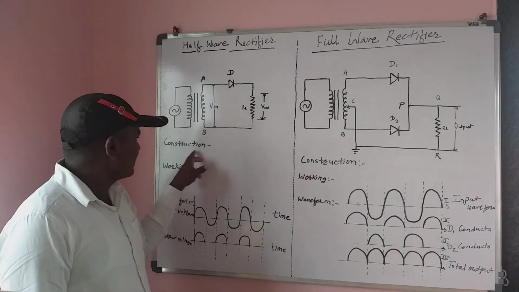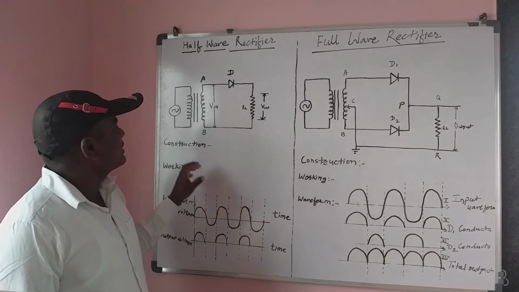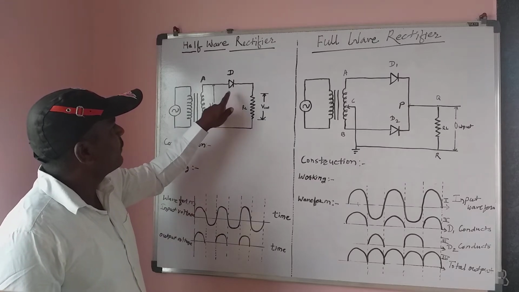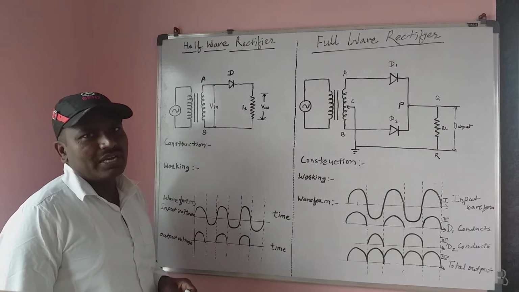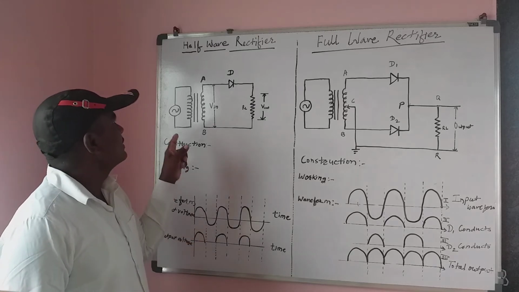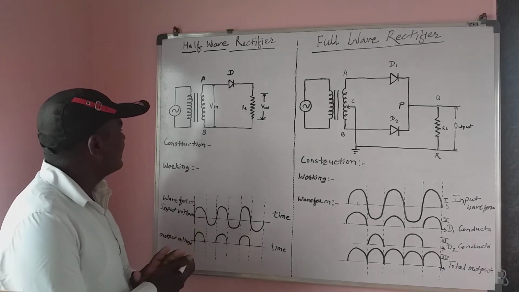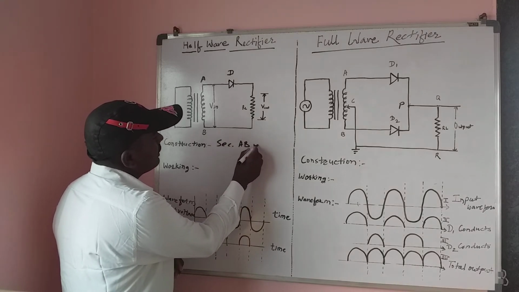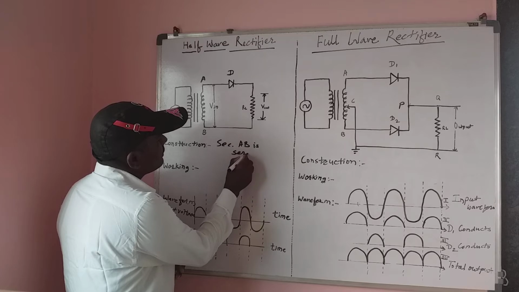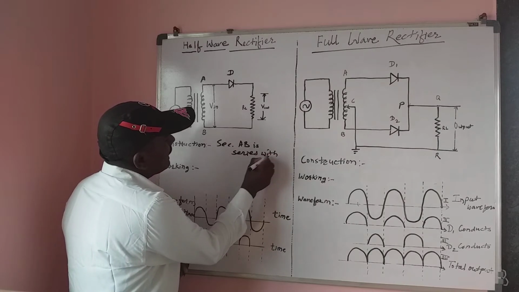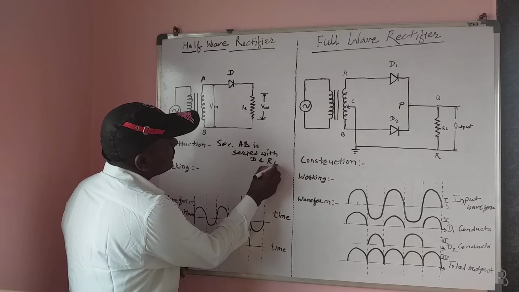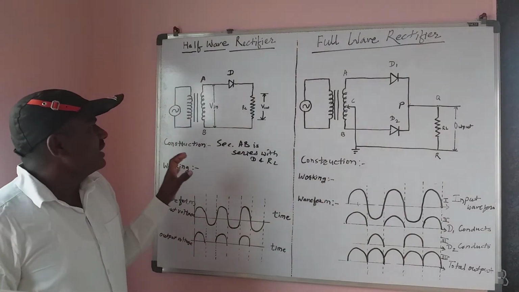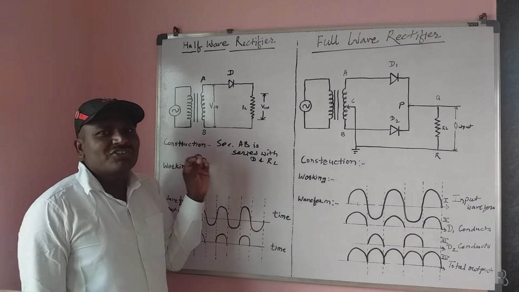When we look at the construction, the secondary of the transformer AB is connected in series with the diode and load resistance. How do we construct this half wave rectifier? The secondary of the transformer AB is connected in series with the diode and load resistance RL. This is the construction.